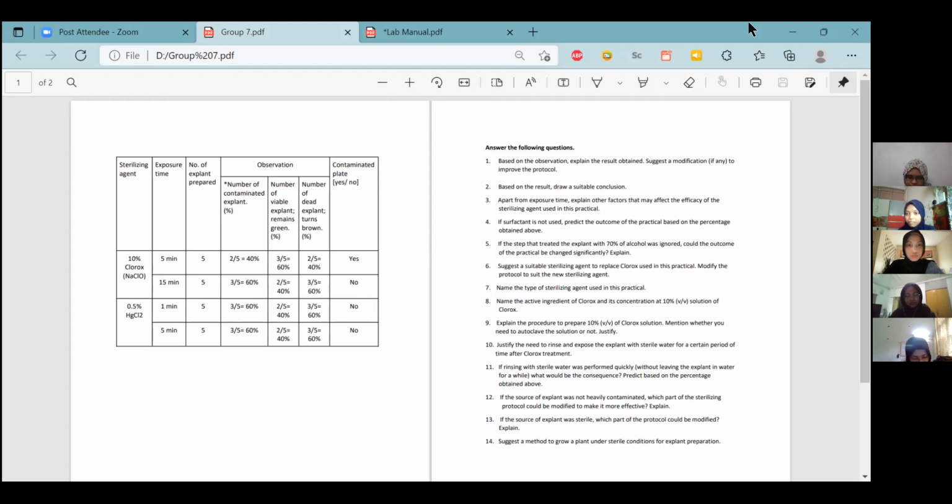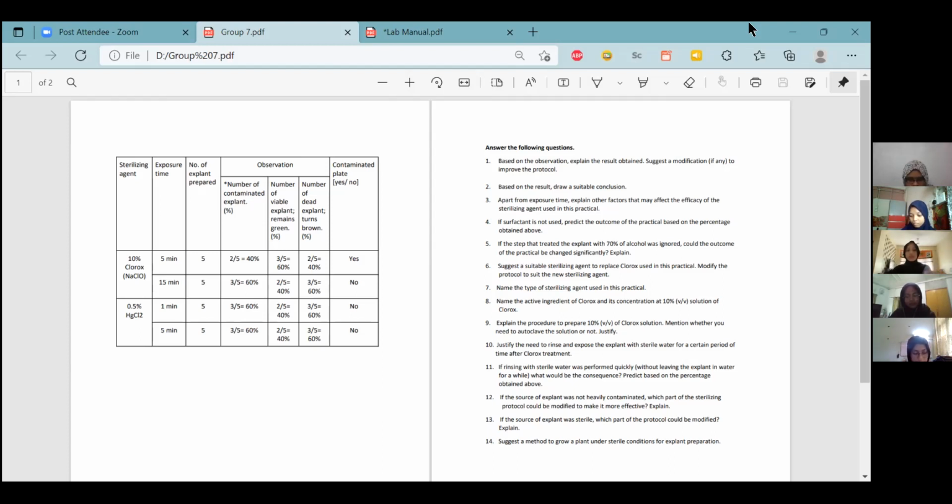So we already discussed the exposure time. Sorry, my mistake again. For this experiment, we could conclude that the time and the concentration play the most important role. The effectiveness of sterilization varies depending on the exposure time given to the plant and also the concentration. So that is for question 2.